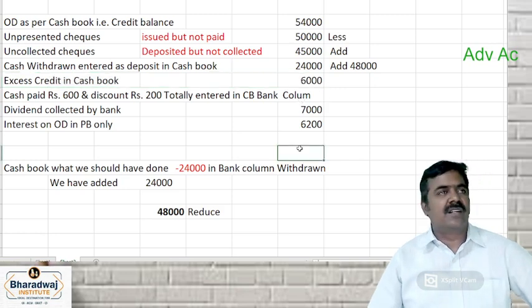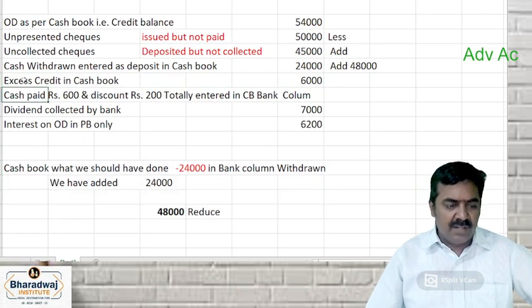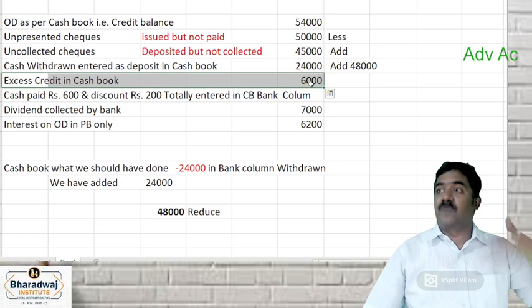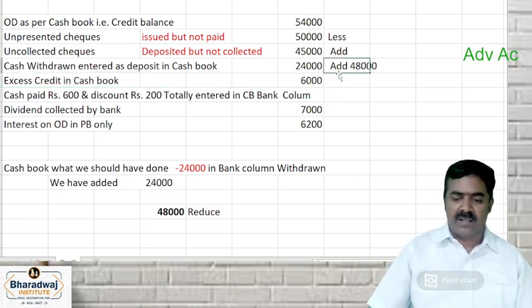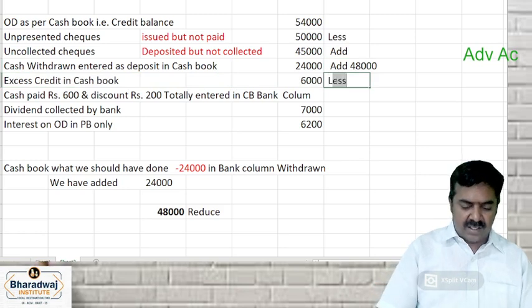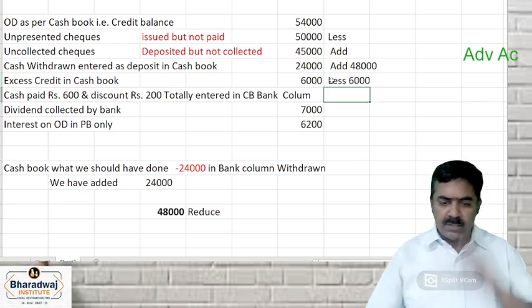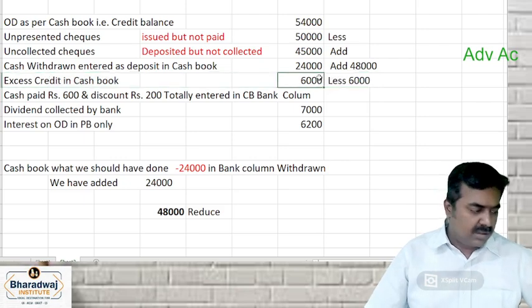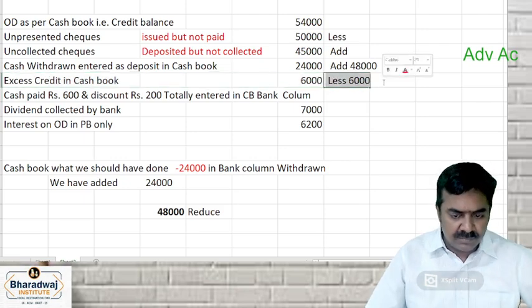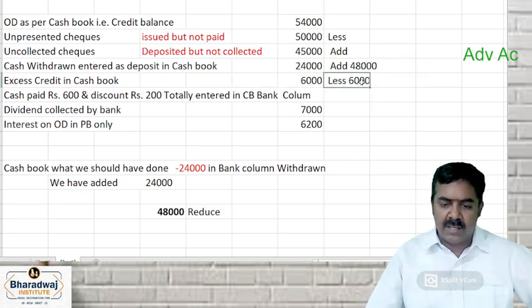Excess credit in cash book. Cash book credit means receipt or payment? Payment side. So we have reduced extra. In the cash book we have reduced extra. What should we do? Add. OD starting point, so do the opposite. So let us add back 6,000, but OD starting point, so minus 6,000.